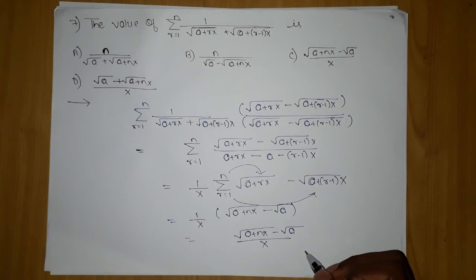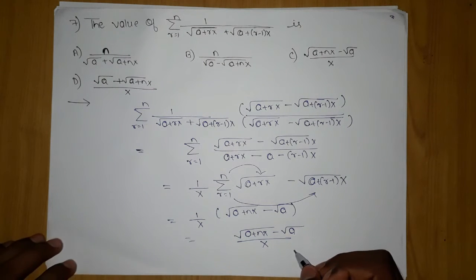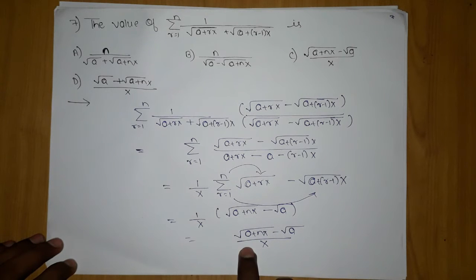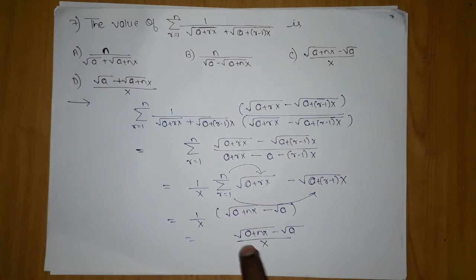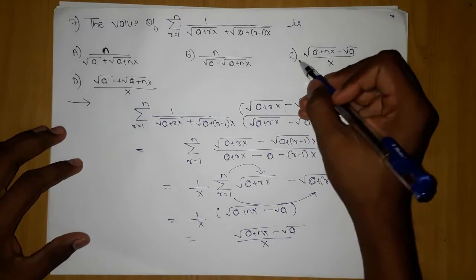Further on, if you try to rationalize this with this term, you will get an x, that's for sure. But we have to cross verify one more time. Now this option is correct.